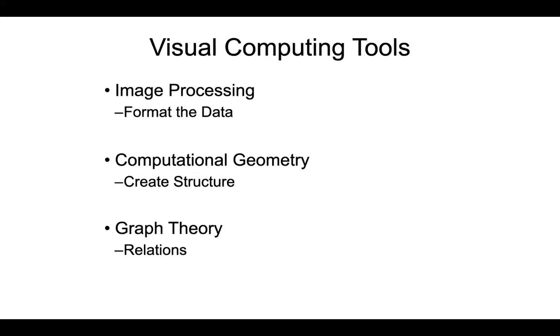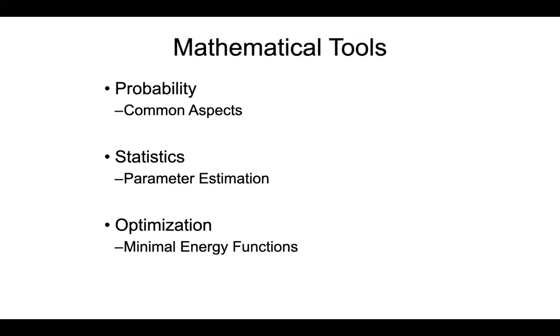And now, just to finalize, what are the tools that we are going to use to solve those problems? First, we need visual computing tools. So for image processing, how to format the data, we are going to use computational geometry to create structures, graph theory to create relations between elements, and mathematical tools, especially related to modeling, right? We are going to use probability because we have an affinity relation, and then we are going to analyze the statistics and common aspects of the data, right? And we are going to do parameter estimation using the statistics.